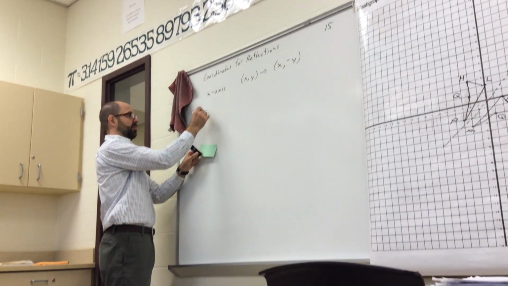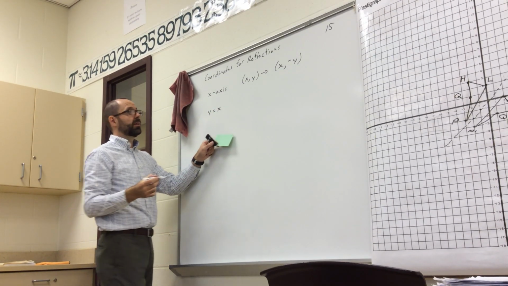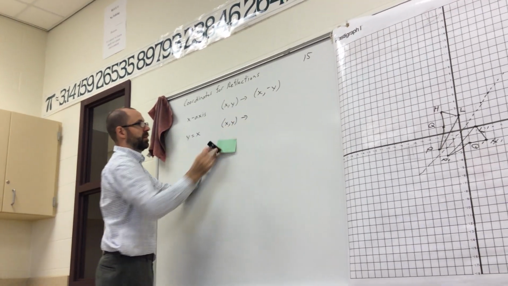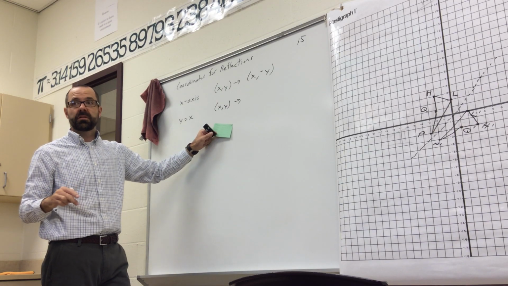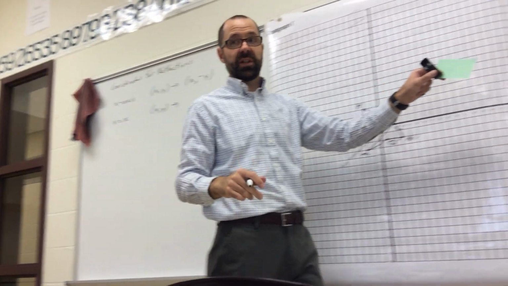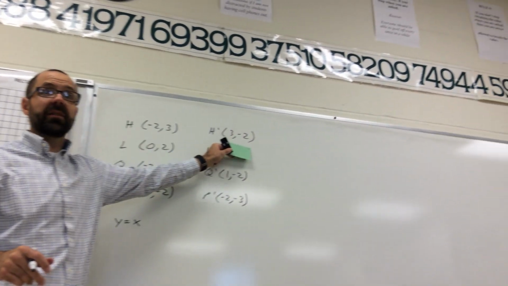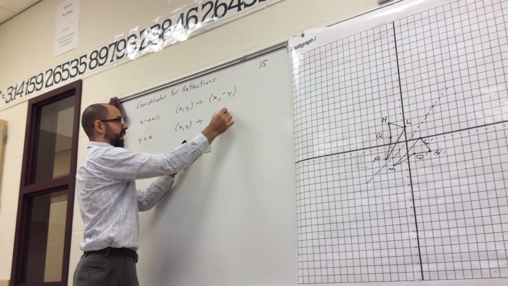Okay, then we did a reflection across the line y equals x. And what happened there was the x's and the y's switched. So that's still up here, so you can see the evidence. Negative 2, 3 became 3, negative 2. So this will be xy will become yx.